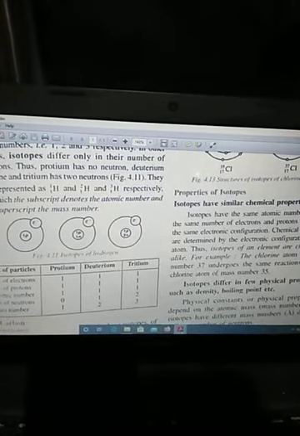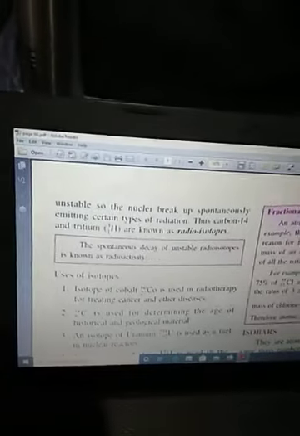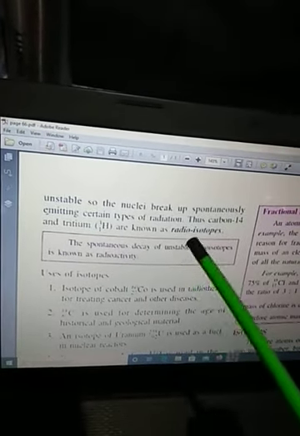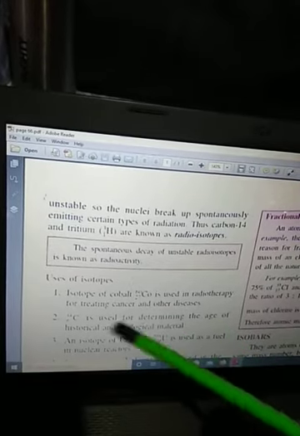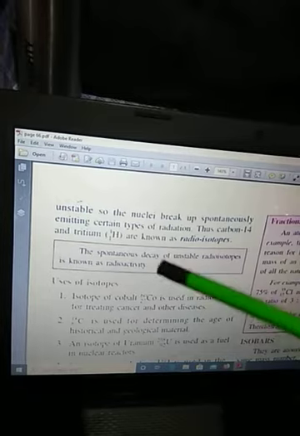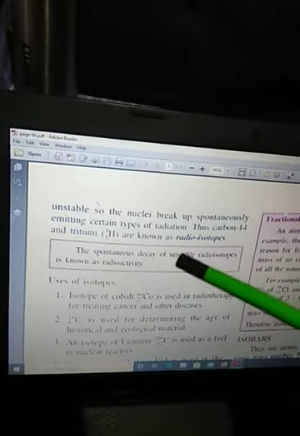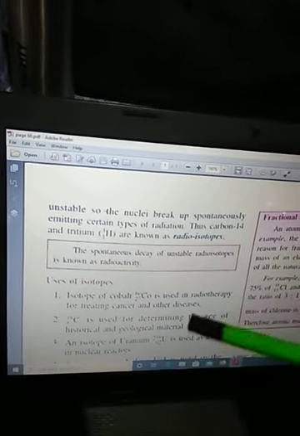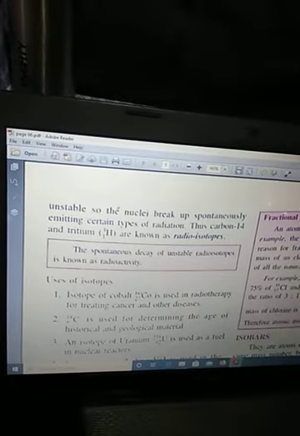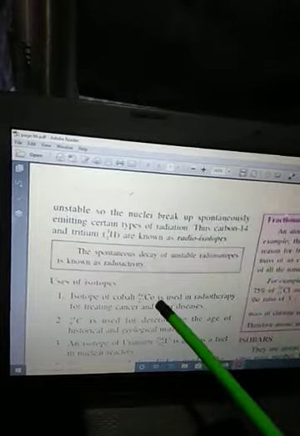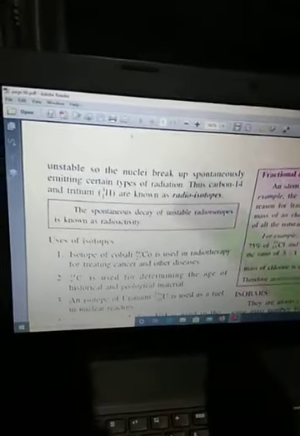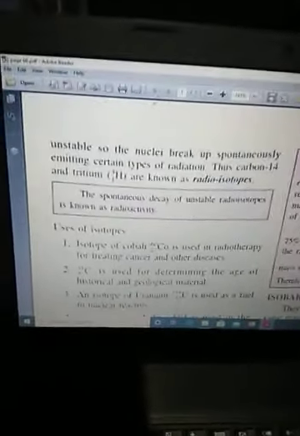Next we need to discuss radioisotopes. Radioactivity is a process in which heavy elements break down, a spontaneous decay or disintegration of a substance to give alpha particles, beta particles and gamma rays. The isotopes involved in radioactivity are called radioisotopes.